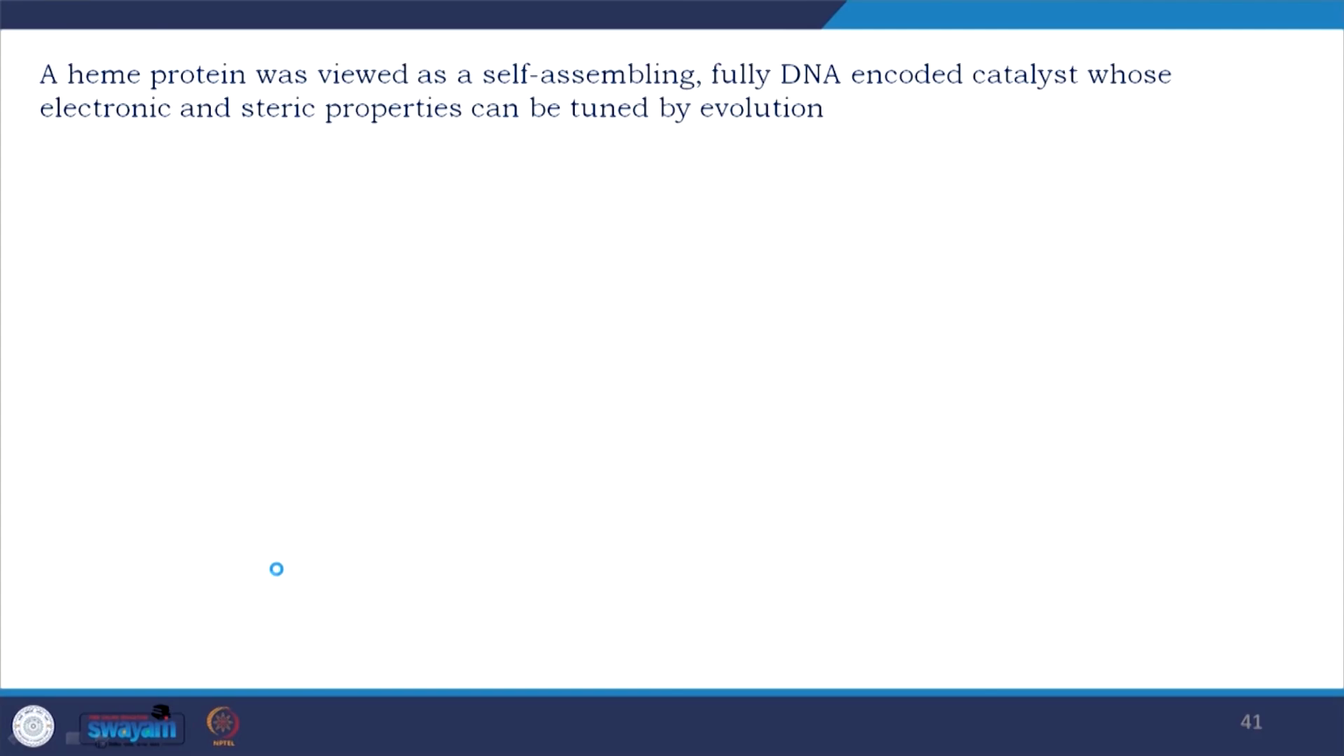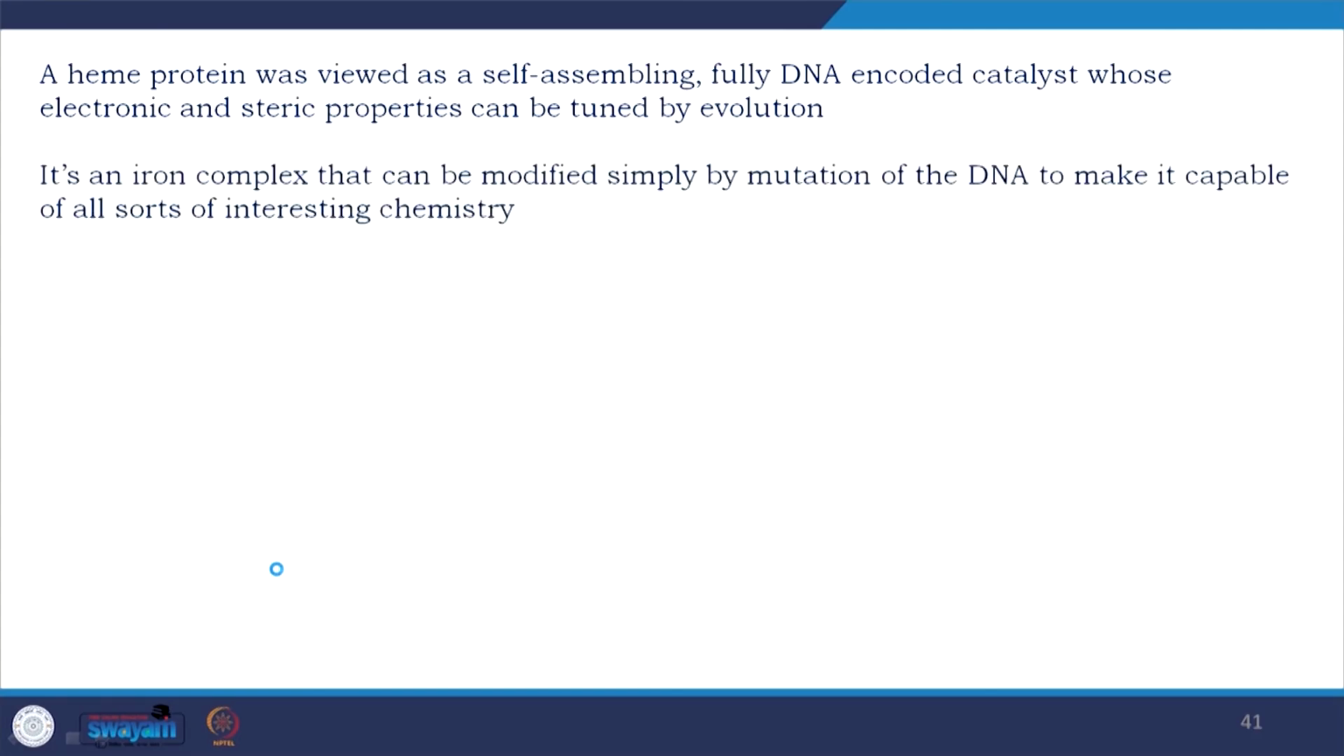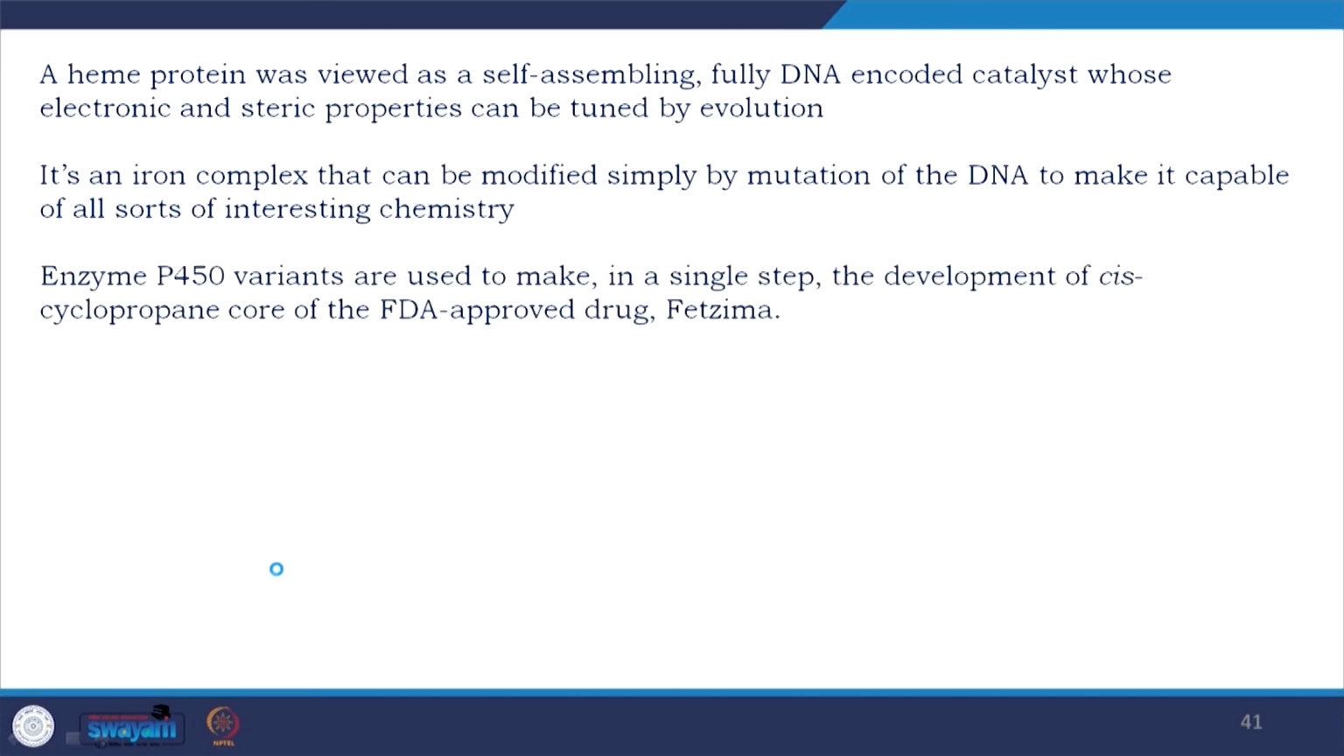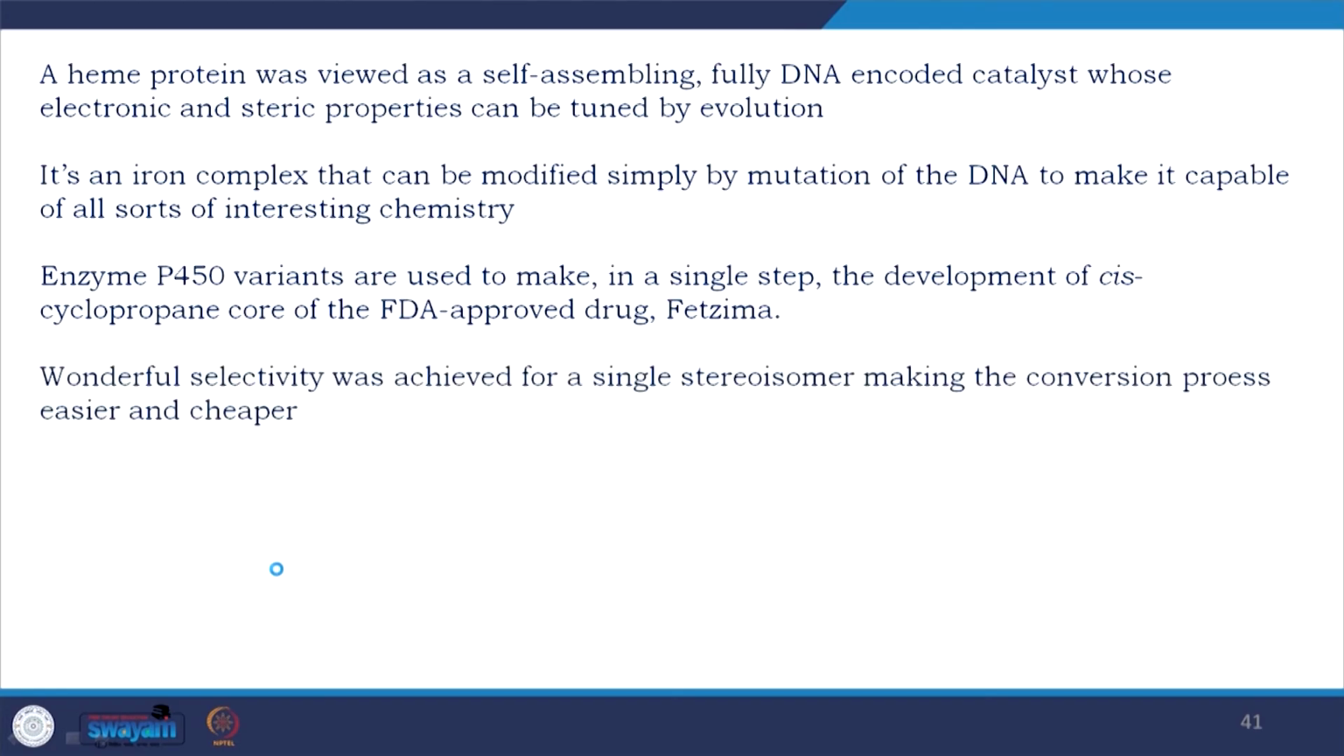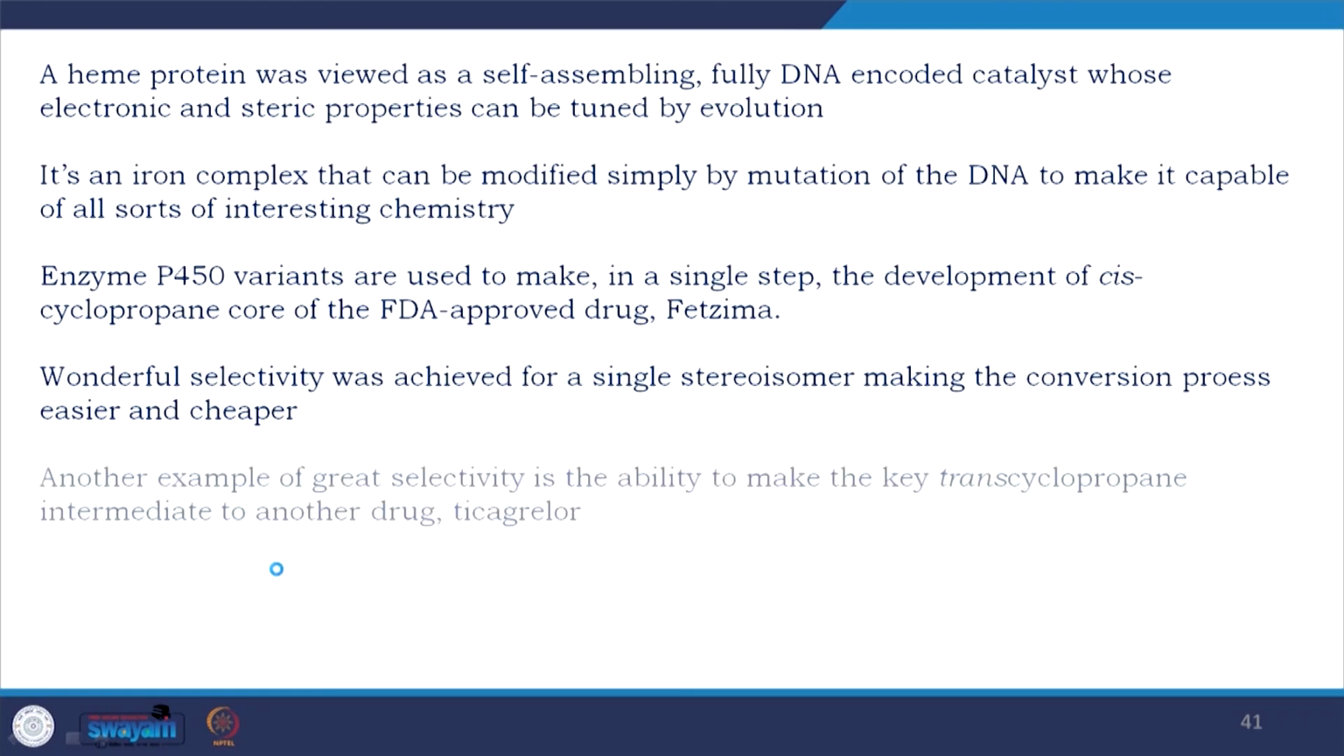properties can be tuned with the help of evolution. It is an iron complex that can be modified simply by mutation of the DNA to make it capable of all sorts of very interesting chemistry. Enzyme P450 variants are used to make in a single step the cis-cyclopropane, which is the core of the FDA approved drug Fedzima. Wonderful selectivity was achieved for a single stereoisomer, making the conversion process easier and, more importantly, cheaper.